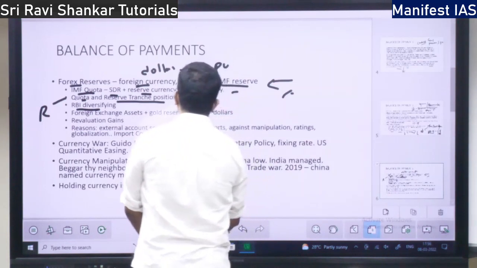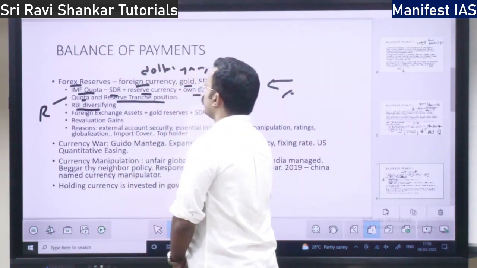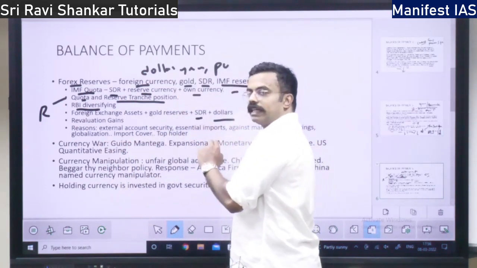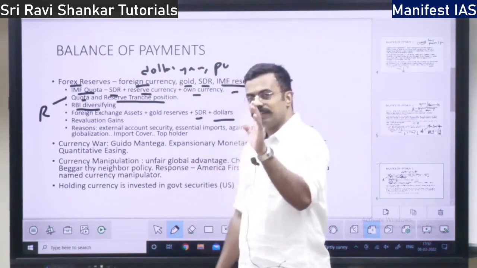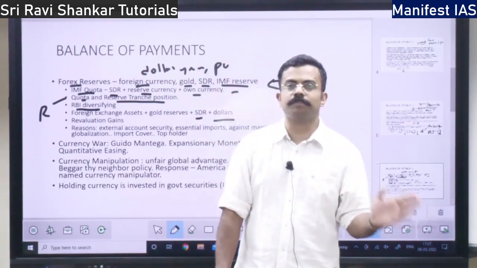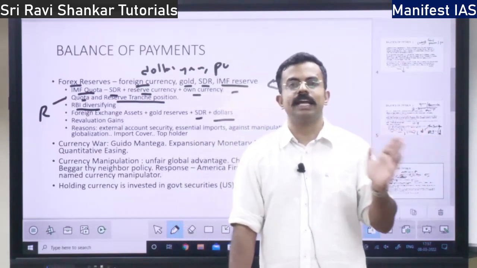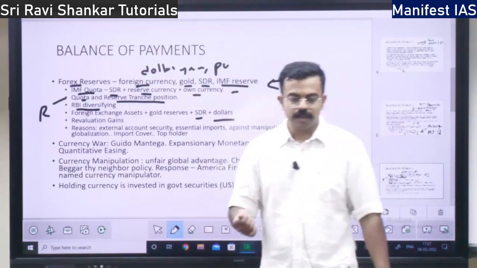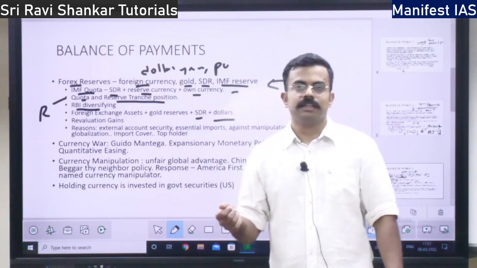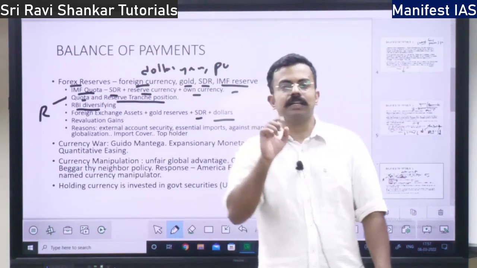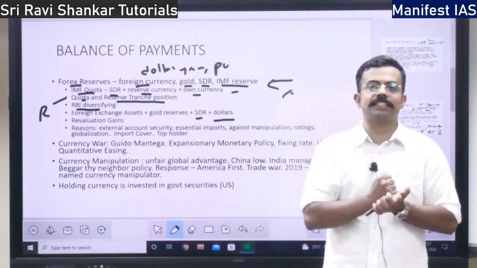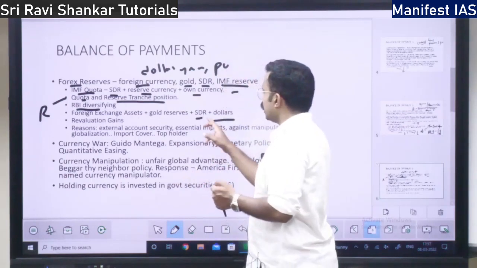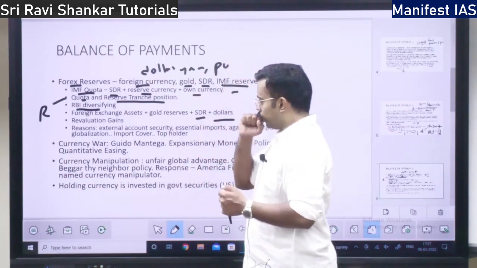Next, with respect to Forex reserve, what are the things? We have dollars, we have SDR, special drawing rights of IMF. So special drawing rights, you just understand it as the currency of the IMF. Just like dollar is the currency of USA, SDR is the currency of IMF. It is not a fiscal currency. You don't find any notes of SDR, right? There will be one document which says that India holds this much SDR. It will be signed and stamped by the IMF, right? So India holds SDR, that is India's Forex.